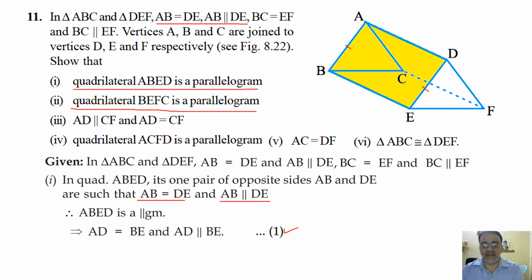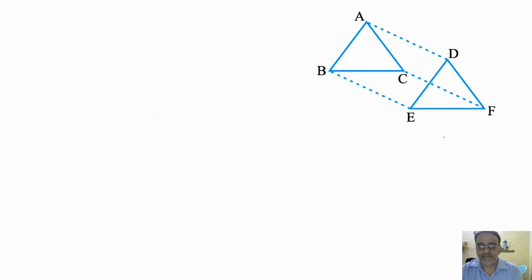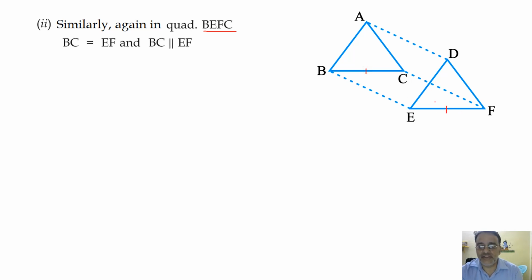Opposite sides of a parallelogram are equal and parallel. So let it be equation number 1. Now we have to show similarly, we can do the second proof, this one, BEFC. Look carefully, in this one both sides are equal and parallel, right? Similarly, again in quadrilateral BEFC, BC is equal to EF and BC is parallel to EF. So therefore this quadrilateral, the green one, is a parallelogram.